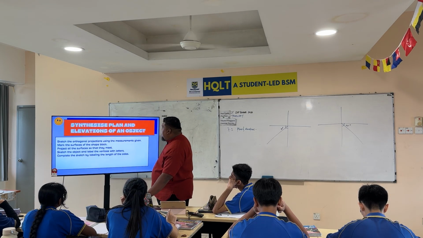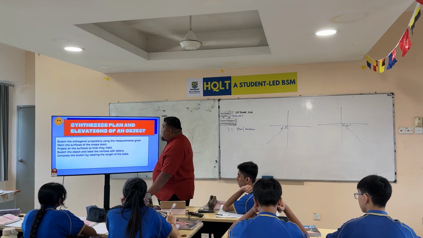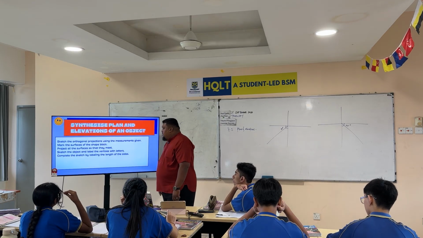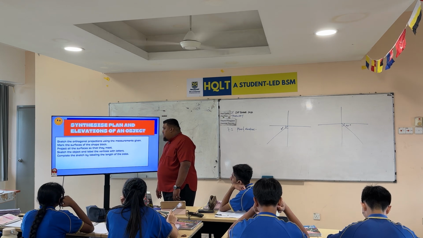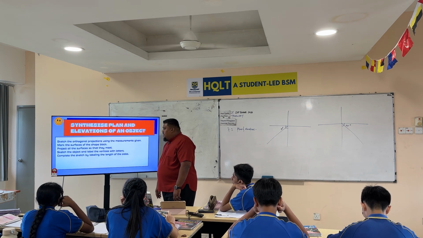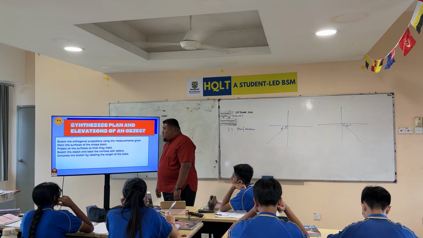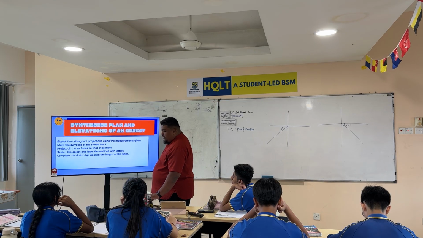Okay, synthesis plan and elevations of an object. Okay, sketch the orthogonal projection using the measurement given. Mark the surface of the shape block. Project on the surface so that they meet. Sketch the object and label the vertices with letters. Complete the sketch by labeling the length of the side.